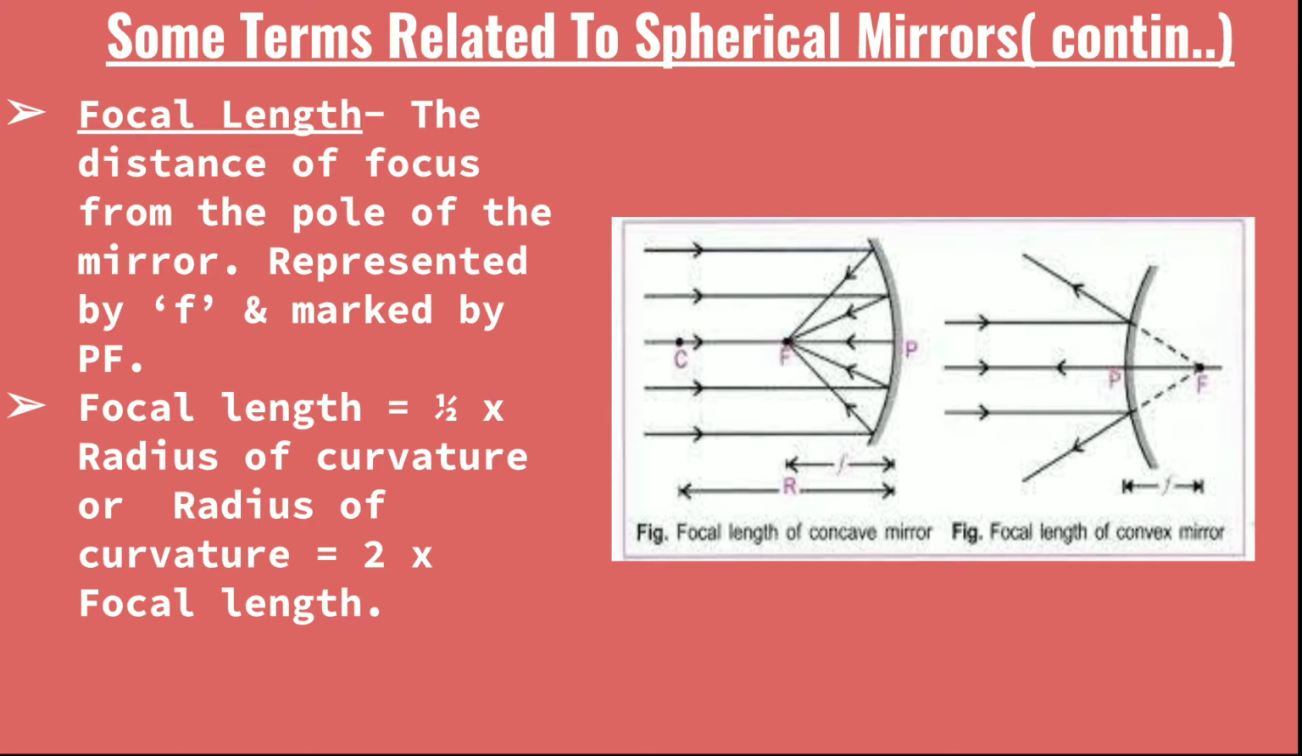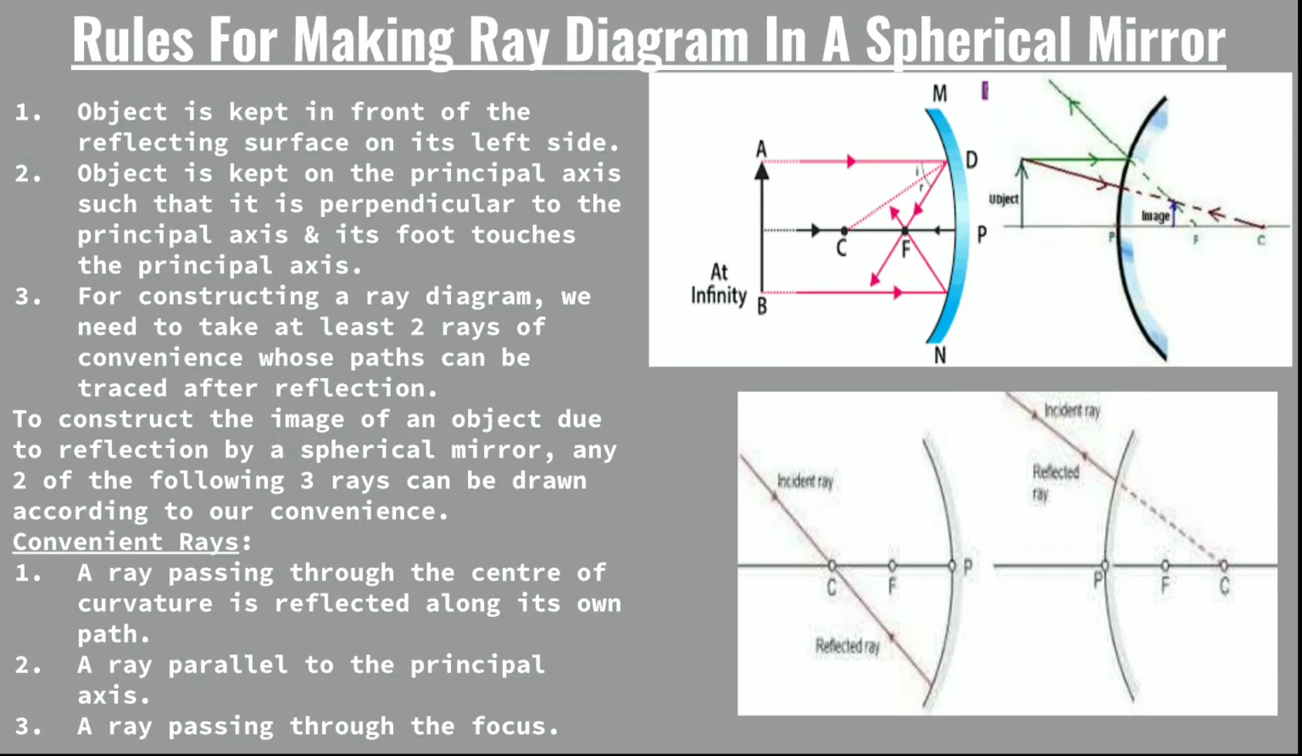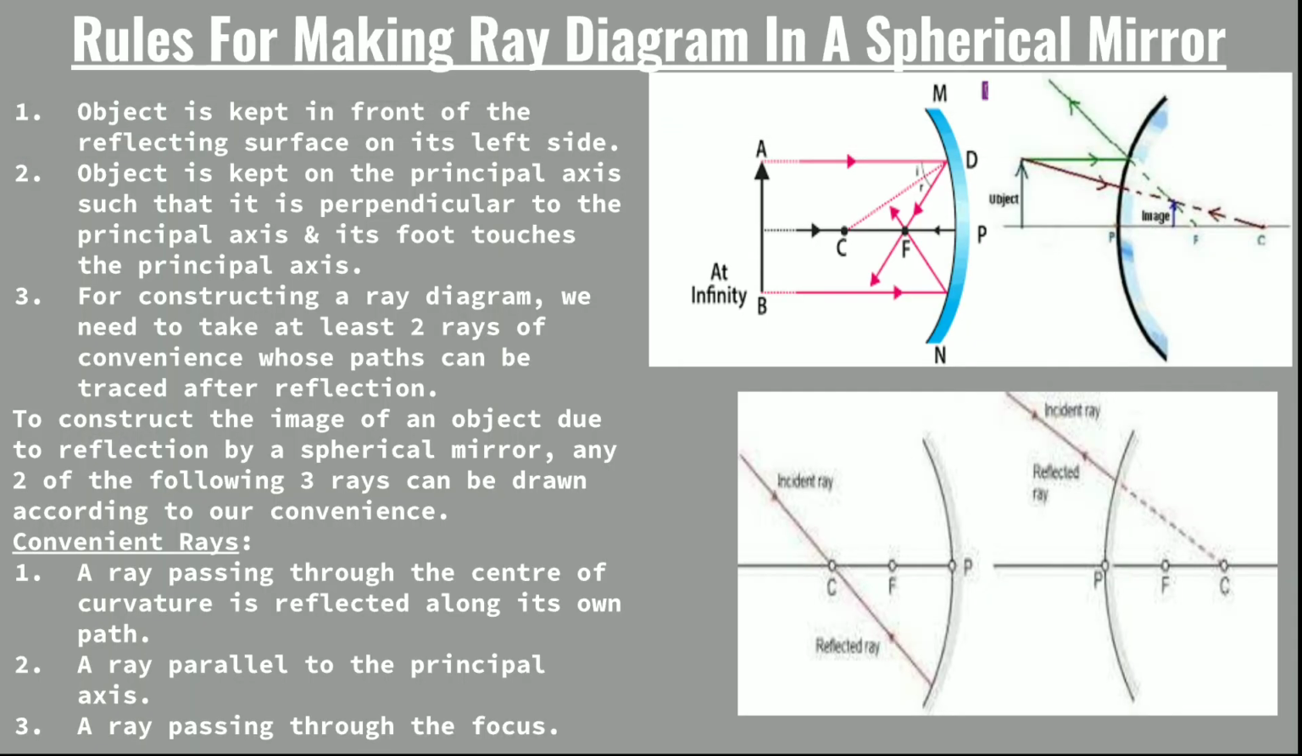Now, focal length is equal to half of the radius of curvature, or you can say radius of curvature is equal to twice the focal length, 2 into focal length. Next we come to rules for making a ray diagram in a spherical mirror. What are the rules we need to follow to make the ray diagram?